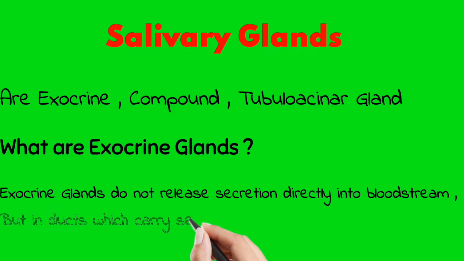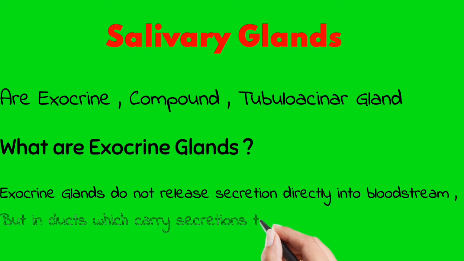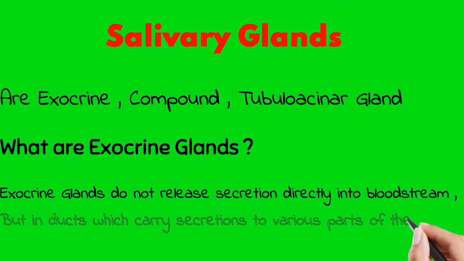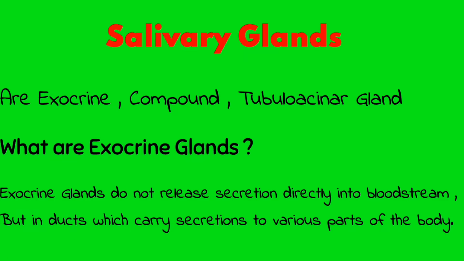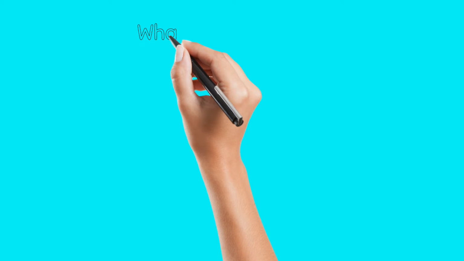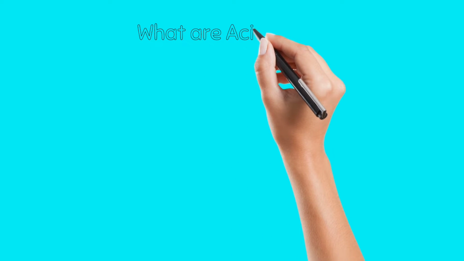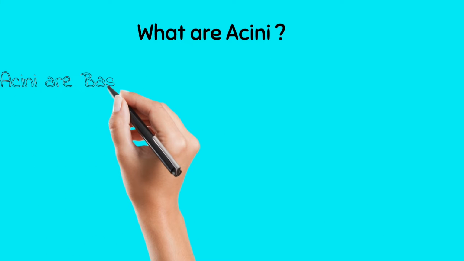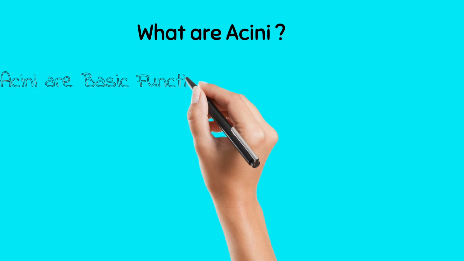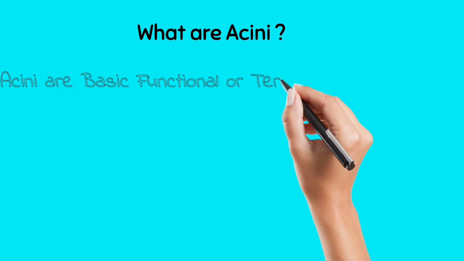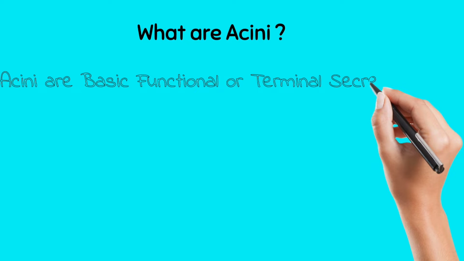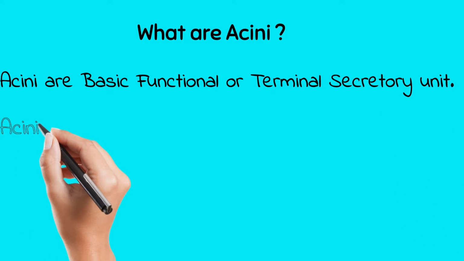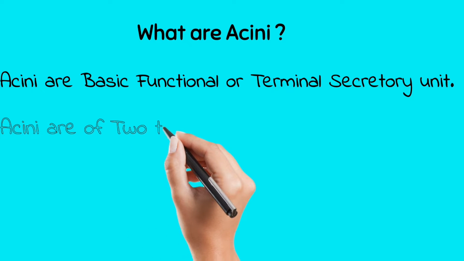Next, we'll understand what acini means. Acini are nothing but the basic functional and terminal secretory units of the salivary gland. The acini can be divided into two types: the serous acini and the mucous acini.